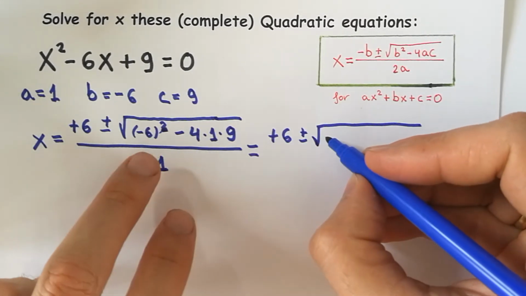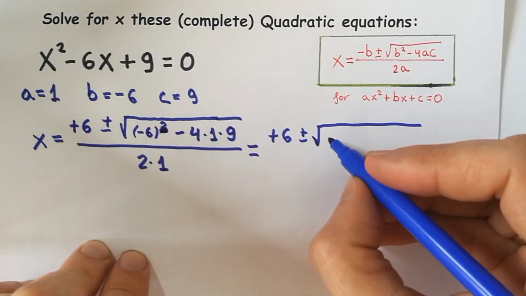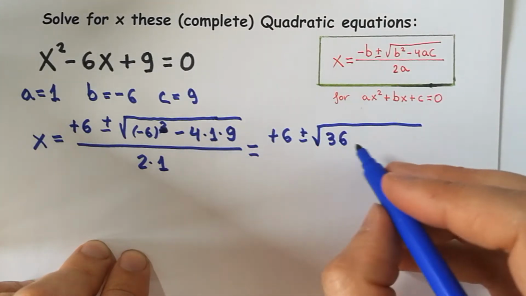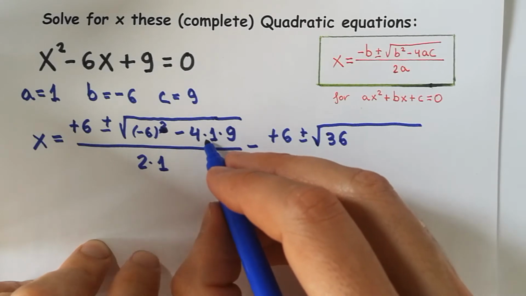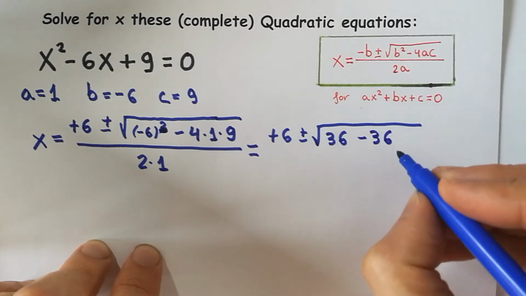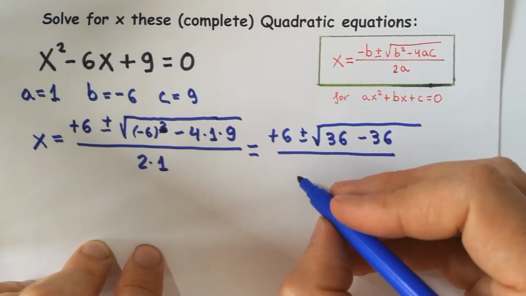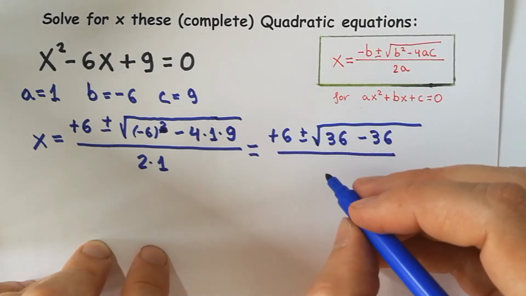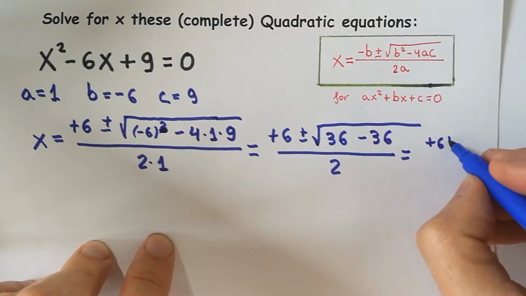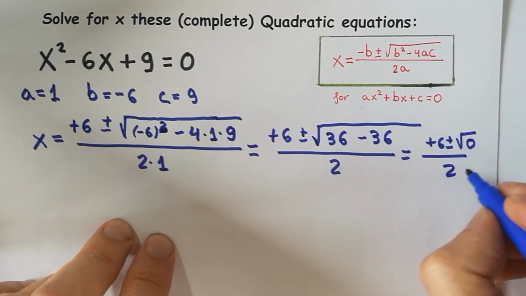In the second step, we do the power and the products. This power, the result is always positive, and as we have an even exponent, it's 36. And be careful with this product. Minus 4 times 1 is minus 4, times 9 is minus 36. So, in this case, we have 6 plus minus 0, the square root of 0, over 2.